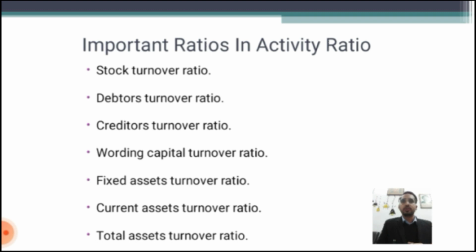First one, stock turnover ratio, also called inventory turnover ratio. Second one, debtor turnover ratio. Third one, creditor turnover ratio. Fourth one, working capital turnover ratio, fixed asset turnover ratio, current assets turnover ratio, and last, total assets turnover ratio.